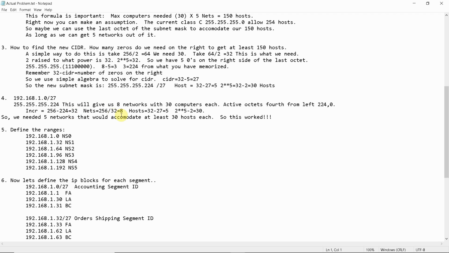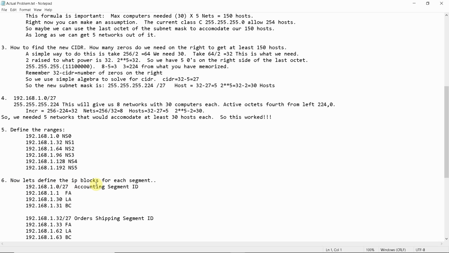So we know what the increments are, right? It's 32. Here's the ranges. Our first range, start with the 0, right there. We add 32 to it. Start with the next one, 64, 96, 128, 192.